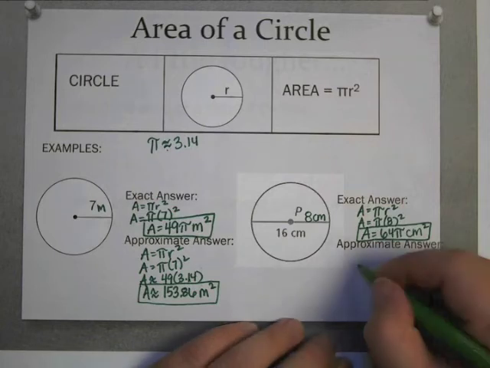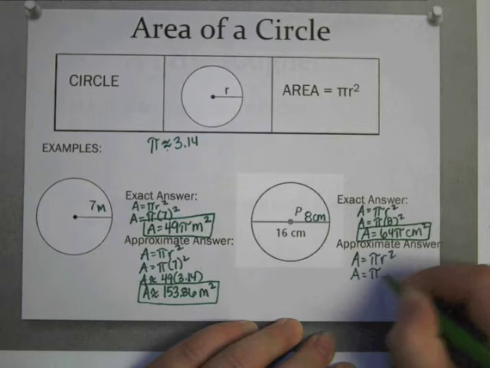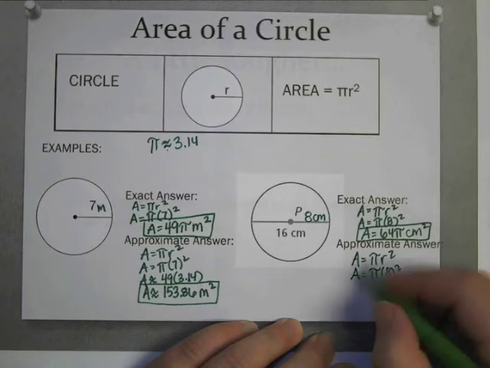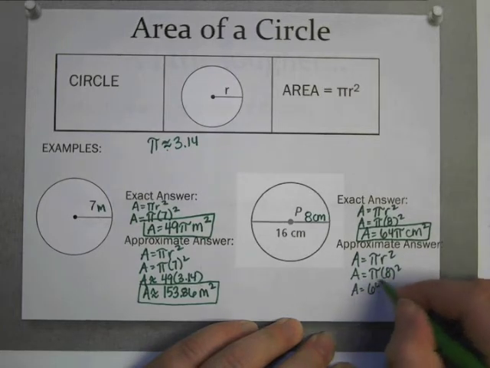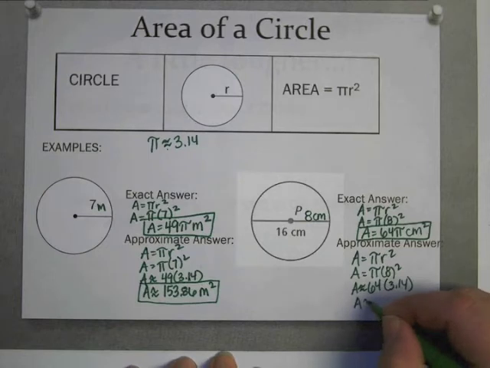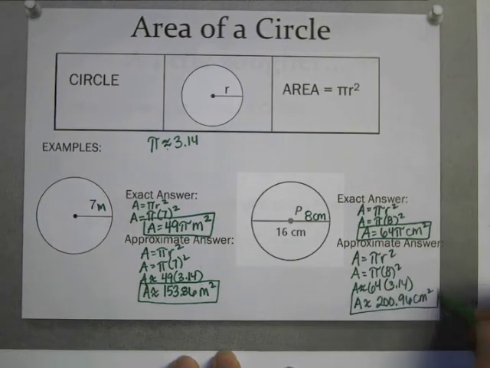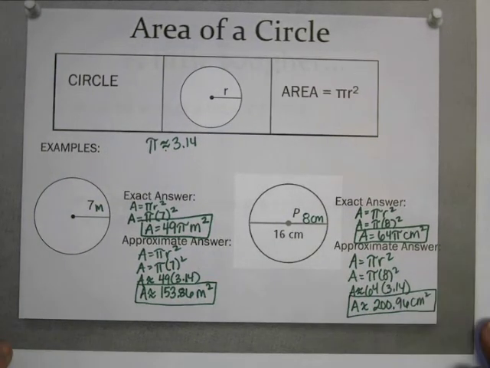Our approximate answer, again, is pi r squared. Plug in, same exact way. This time, again, it's going to be 64. Once we change that to 3.14, that becomes an approximately sign. So we have 64 times 3.14. I got 200.96, and that would be centimeters squared. Easy as that.